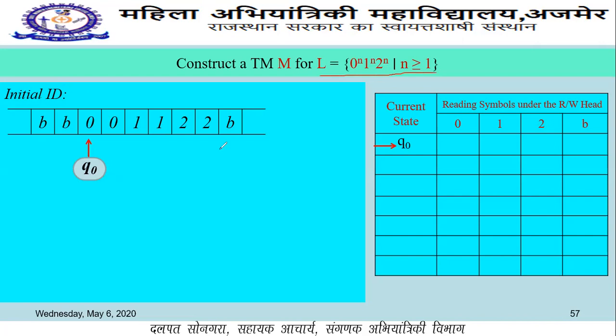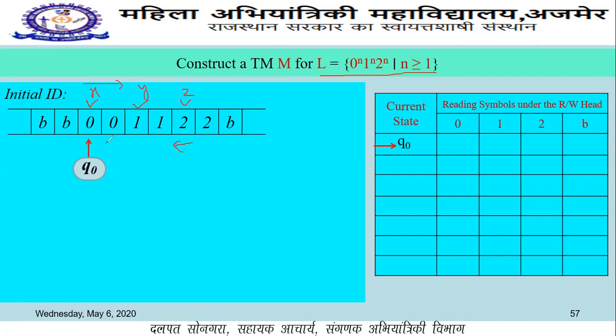The logic of constructing the Turing machine for this language L is that we take a pass, and in each pass we convert the first 0 to x and move right, then the first 1 to y and move right, and the first 2 to z. After converting this first 2 to z we take a left turn and move until we reach the first x, which indicates the conversion of the 0 to x.